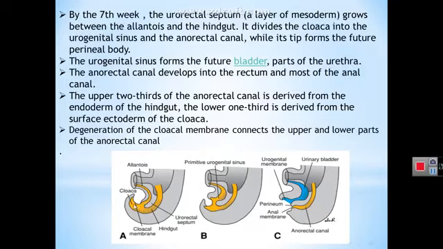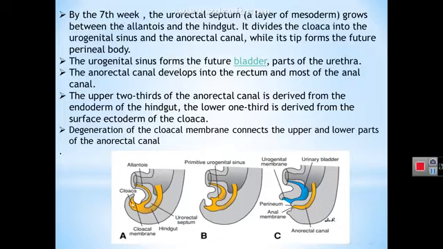The cloaca itself is an endoderm-lined cavity covered at its ventral boundary by a surface ectoderm. This boundary between the endoderm and ectoderm forms the cloacal membrane. This is a cloacal membrane, a boundary between ectoderm and endoderm. A layer of mesoderm, the urorectal septum, separates the regions between the allantois and the hindgut. This septum is derived from mesoderm.